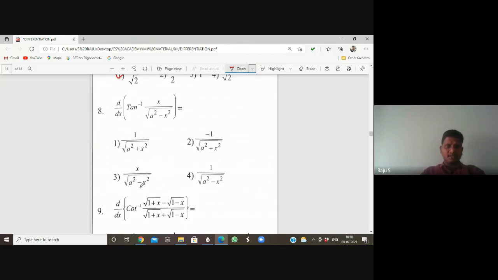Question number 8. The substitution method. Question number 8 also, with help of substitution method we can easily do, otherwise it is difficult. Every time we are having two methods. One is take y value of this function, then tan y is equal to x by root over a square minus x square. Apply u by v rule. But this is difficult compared to substitution. Okay, first I am taking the derivative.